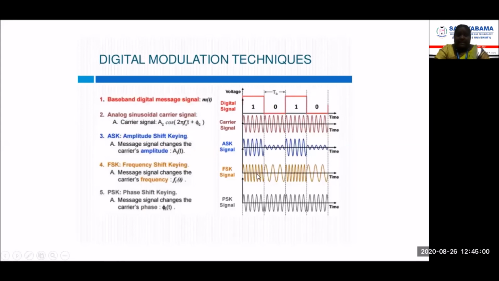For the frequency shift keying technique, the frequency varies. For 1, it has a higher frequency signal, and for 0, a lower frequency signal. Similarly, for PSK, the phase shift keying signal, there is a change in the phase of the signal for the modulating signal. Those are the different digital modulation techniques used for digital signals, the same as the modulation we perform for analog signals. The only difference is that the message signal or modulating signal is digital. Do you understand this concept?